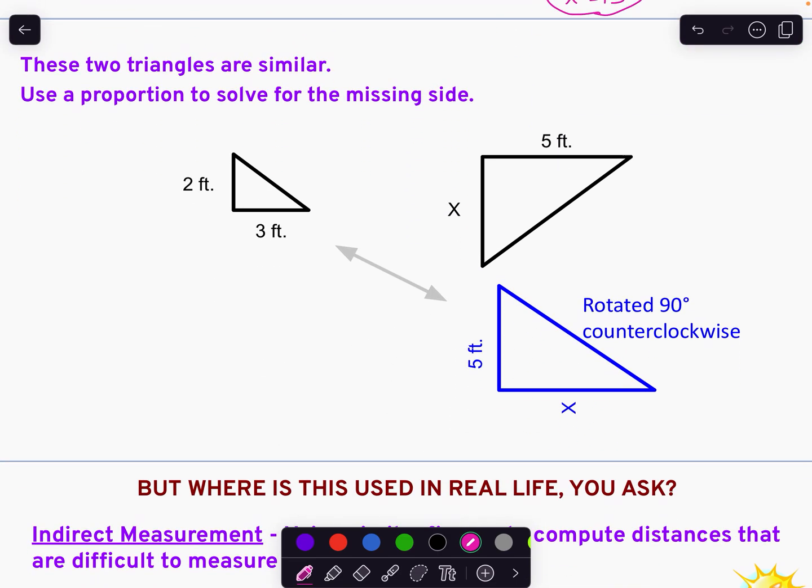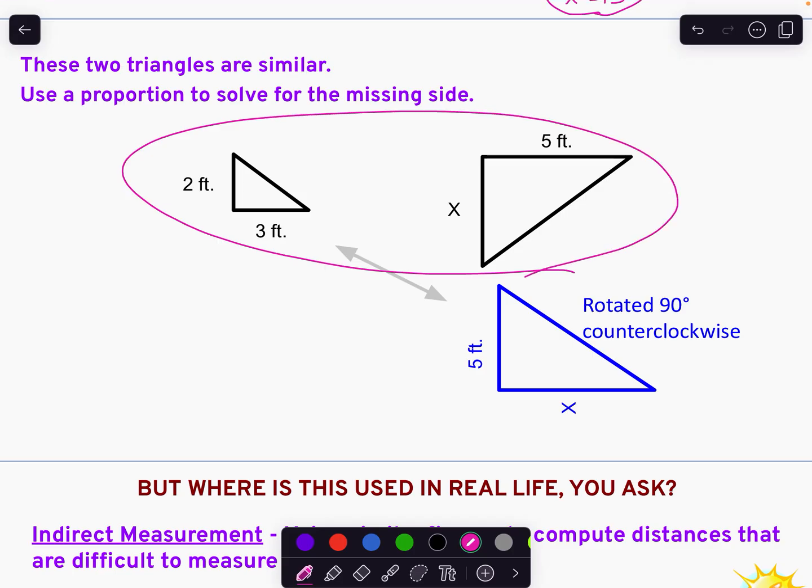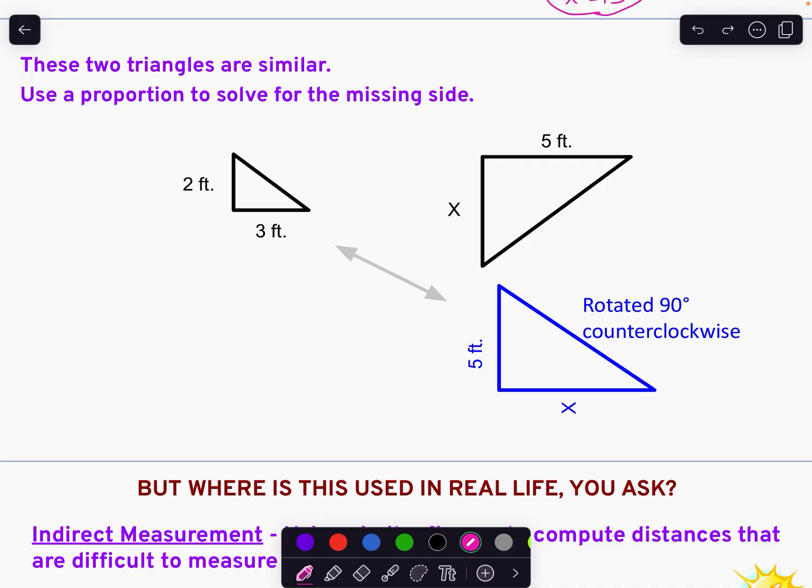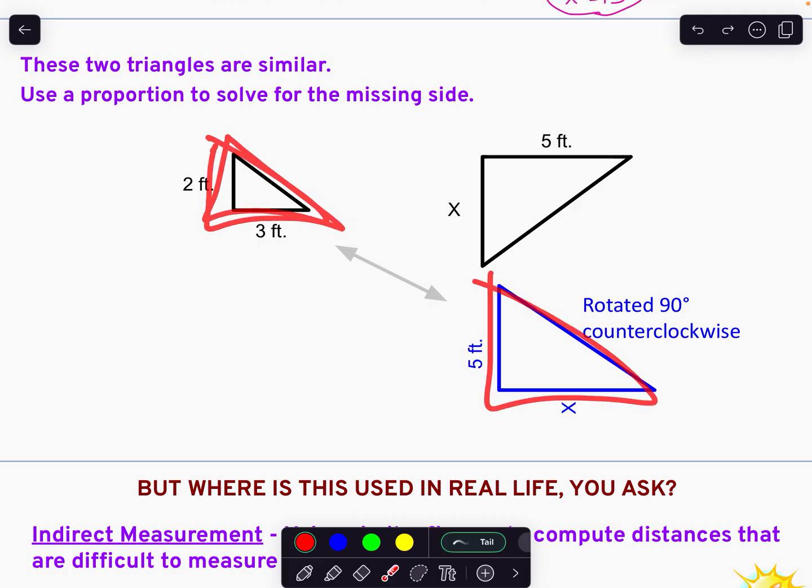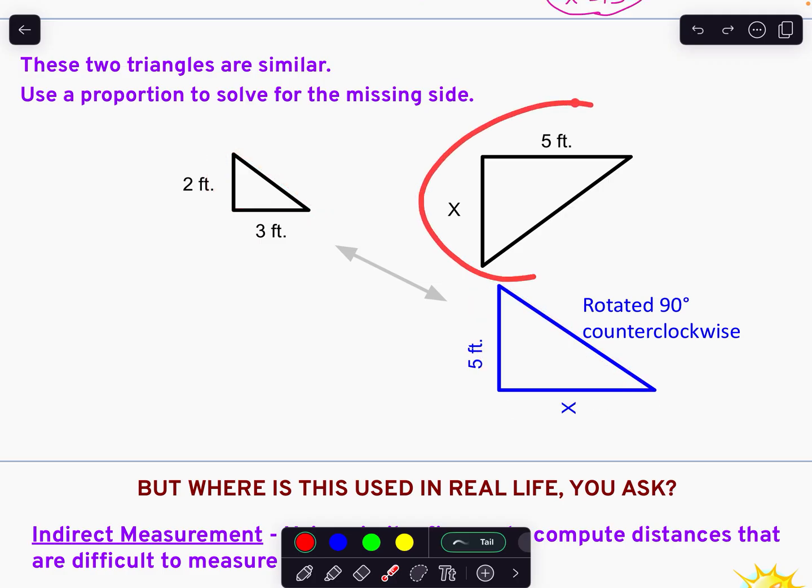Two triangles are similar. Use a proportion to solve for the missing side. Okay, so this is kind of like the original problem, right? Like these two triangles with the black outline. What I did was I rotated this one 90 degrees to make it look like this, so it kind of matches what this looks like. So it might be easier to think about, right? Sometimes you might have to take one of the shapes and rotate it a little bit to make it look like this one over here. So I did that here, right?